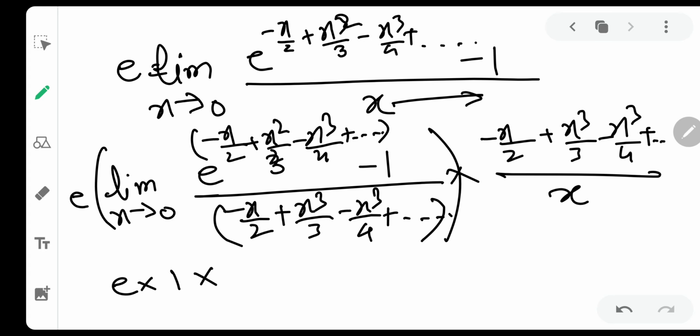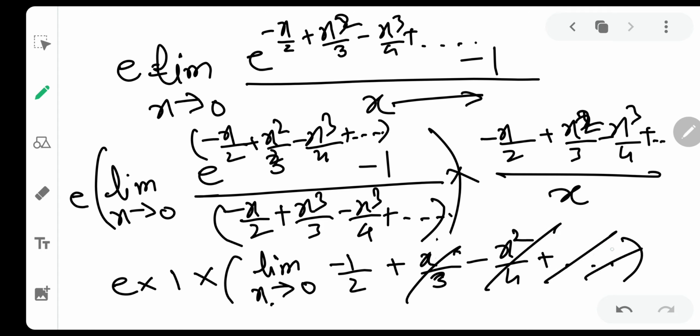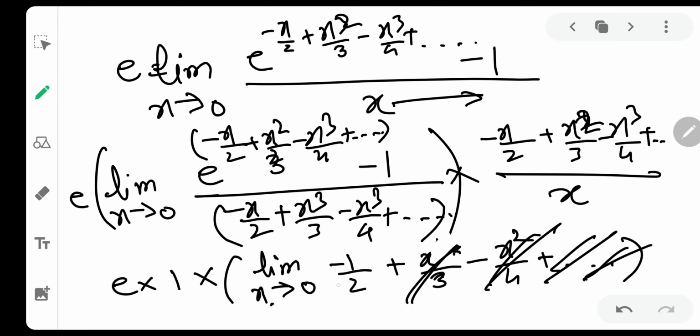And in the numerator, if you see, x gets divided and this turns into minus 1 by 2 plus x by 3 minus x square by 4 and so on. Anyways, it does not matter. When you put x at 0, this will be 0, this will be 0, and everything else will be 0, and minus 1 by 2 will remain. So the final answer will be equal to e into minus 1 by 2. Why? Because all the other terms of x are going to 0 and only minus 1 by 2 is remaining. So minus e by 2.